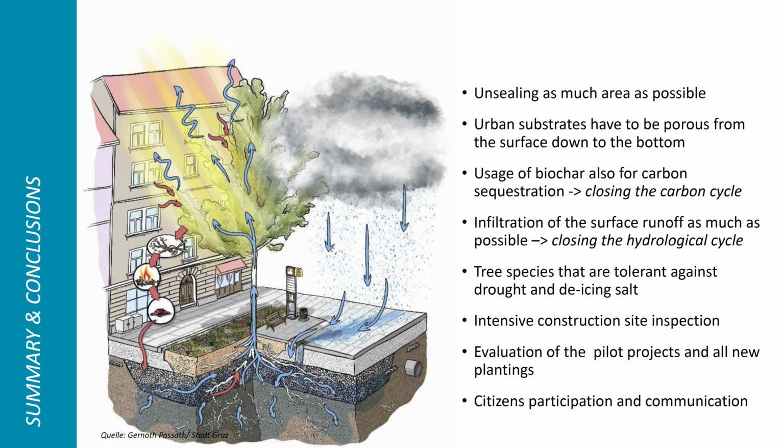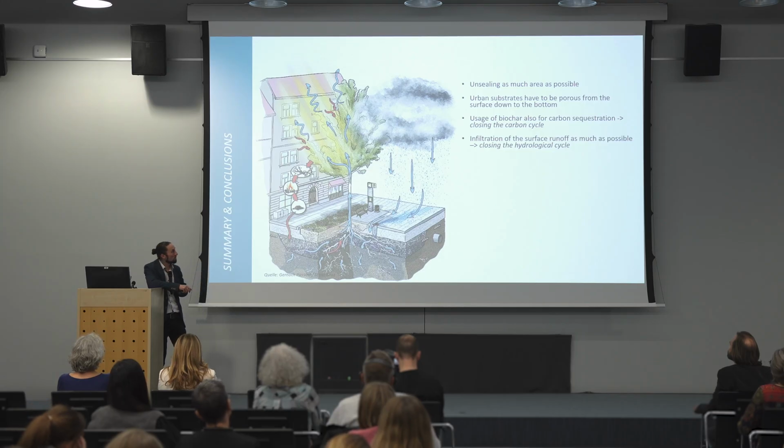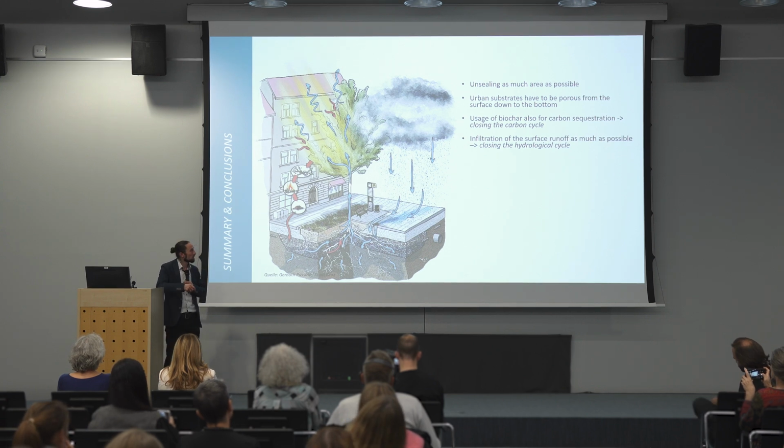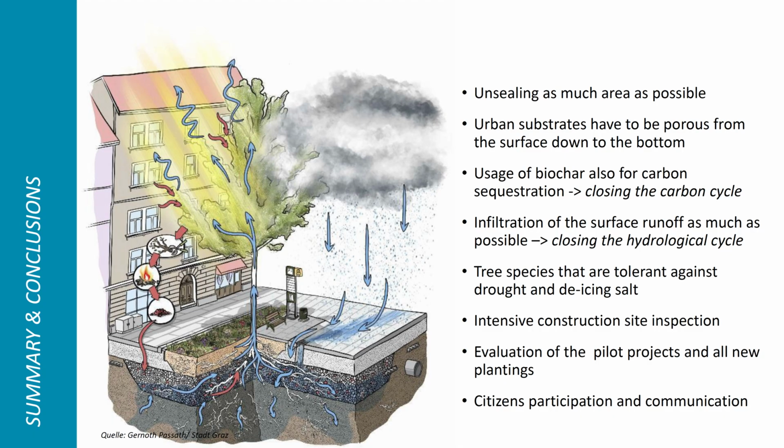So the last statements I want to give you. The first is to unseal as much area as possible, and to use this really porous substrate from the bottom to the top. Then the infiltration of the surface runoff as much as possible, to close the hydrological circle. Then to use the right trees, intense construction site inspection, then monitoring and evaluation, and also to involve the citizens in the communication when you are making such a project.